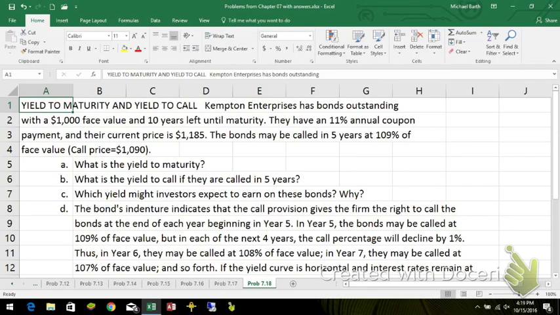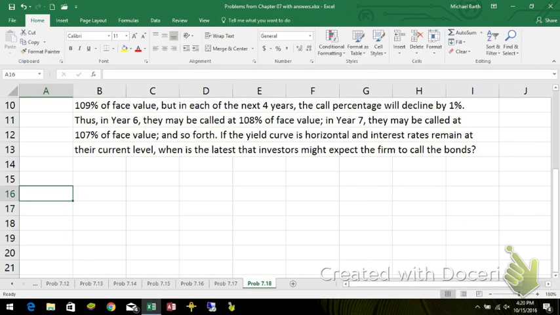Alright, we're looking at problem 7-18 from Brigham and Houston, Fundamentals of Financial Management, Concise, 9th edition. Here we have Kempton Enterprises, which has outstanding bonds, $1,000 par value, 10 years to maturity, 11% annual coupon, and they currently sell for $1185. The bonds can be called in 5 years at 109% of par value. We're asked to calculate the yield to maturity and the yield to call if they're called in 5 years. Alright, we'll start with that.